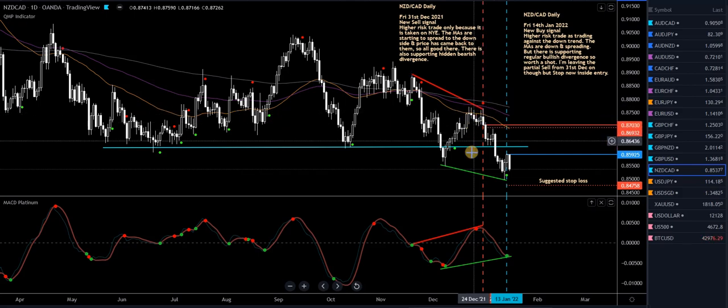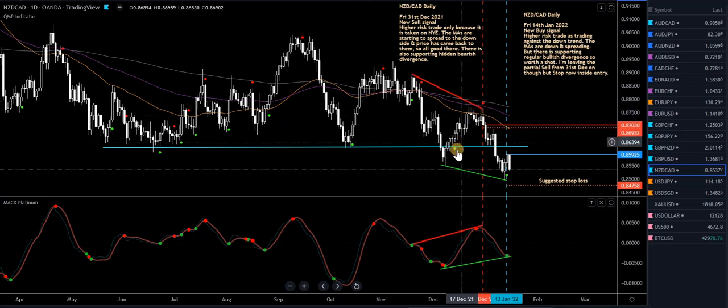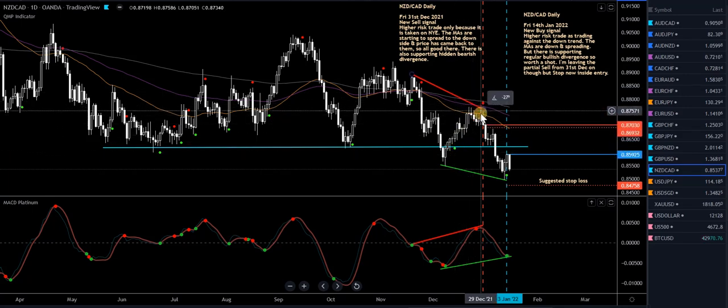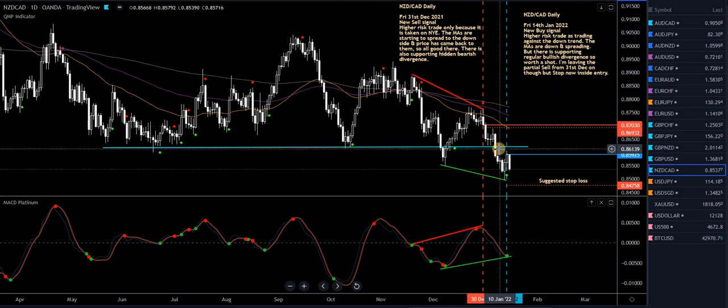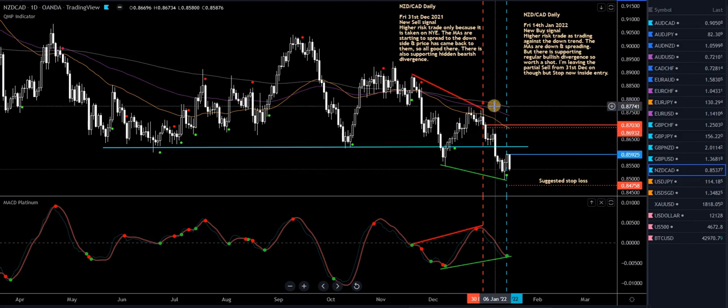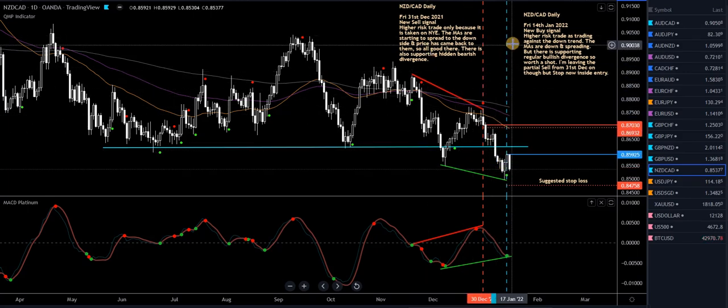It's a great tool, and the MACD platinum is great for it. So we got the sell here, stops just below the low, closed out half already when we broke through this previous sort of support level, which is good. So we can't lose on the sell. Now the buy, higher risk trade against the downtrend.